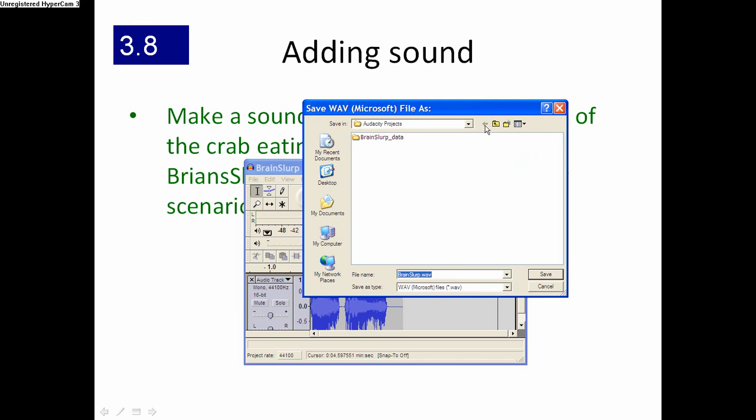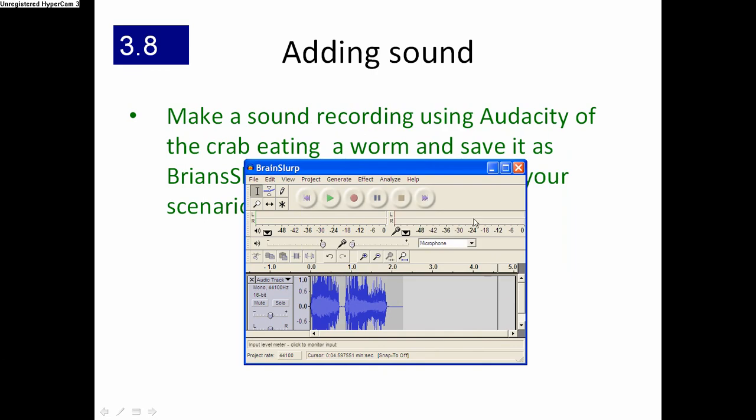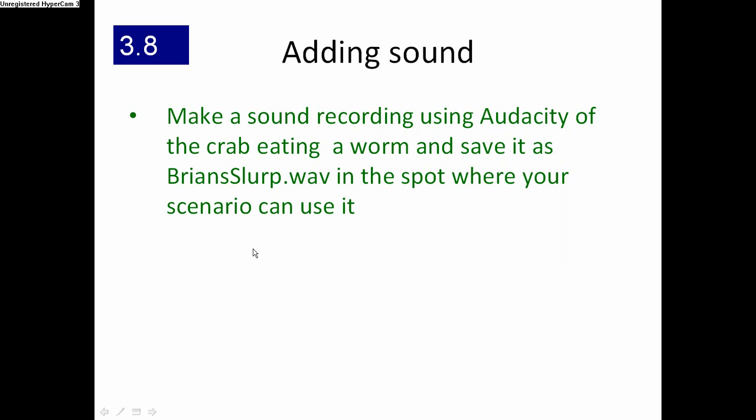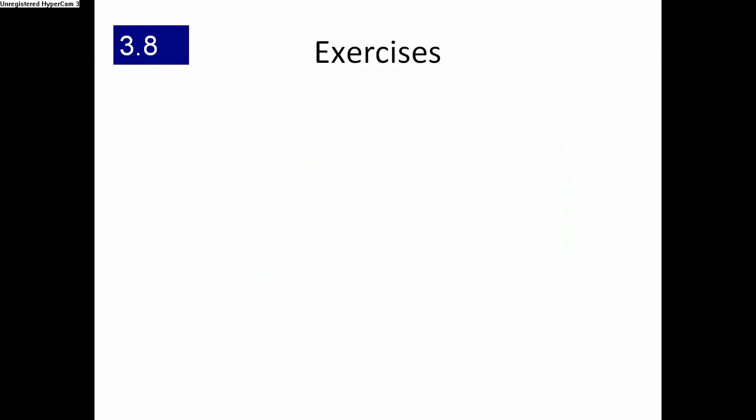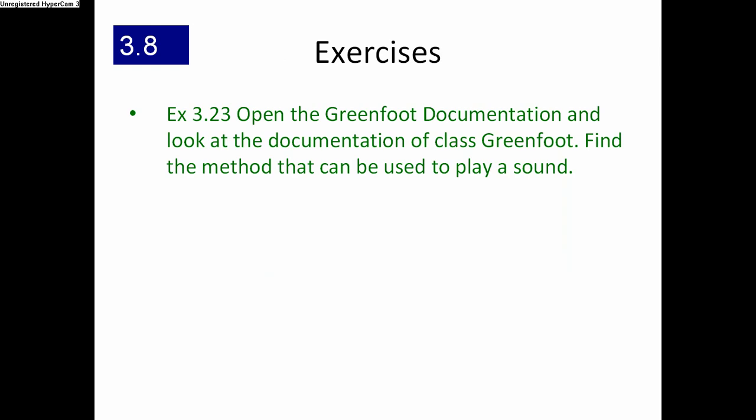Pay attention to this. It's not going to work unless it's in your crabs with keyboard control and sound scenario. We're going to go in there, into the sounds folder. There's already one there. I'm going to save it as Brain Slurp.wav, and now it's in there. Now you're going to do another one for the lobster eating the crab. It should be a crunching noise. Do that, and then open the Greenfoot documentation again.